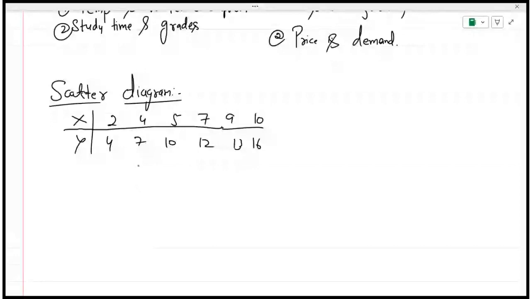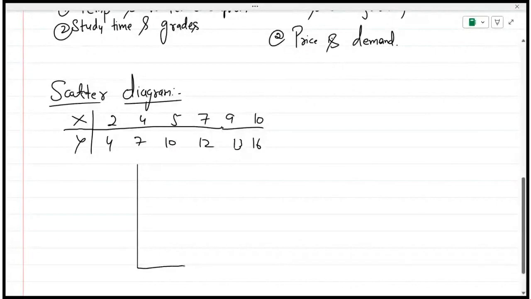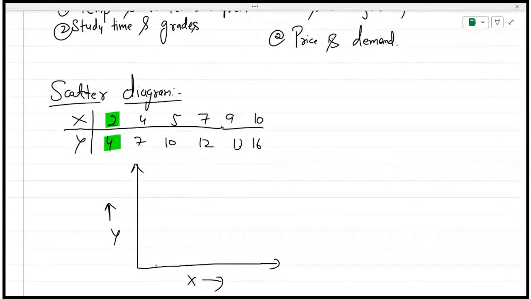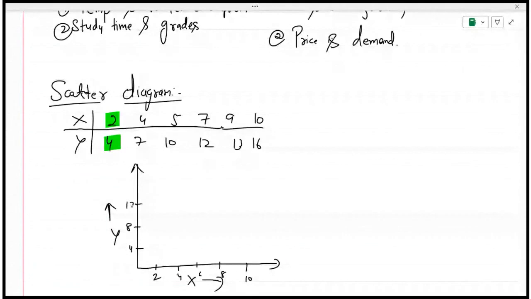So how to draw the scatter diagram, I am telling you this. On one side you will write the x variable, on the other side you will write the y variable. Now every data point, for example x is 2 and y is 4, you will plot as a point in two dimensions. Let us take the x axis as 2, 4, 6, 8, 10, and on this side I'm taking a gap of 4: 4, 8, 12, and 16.